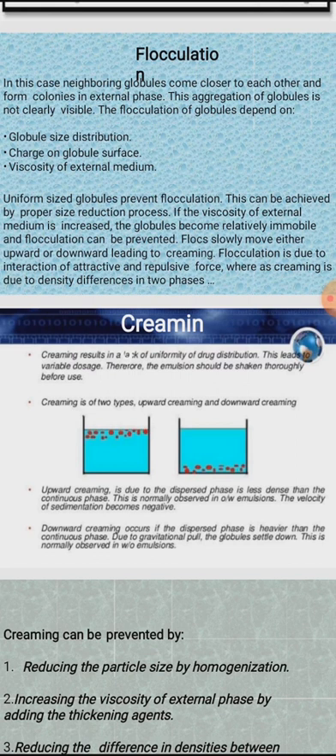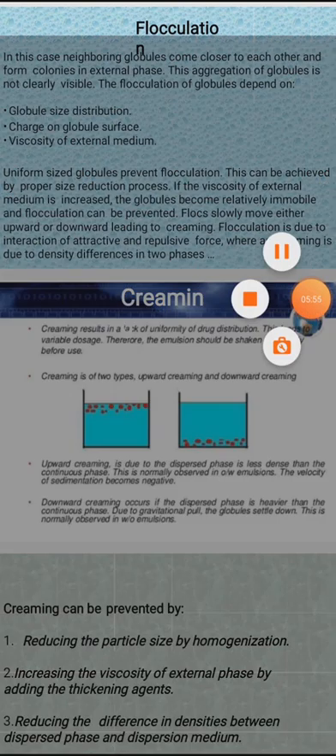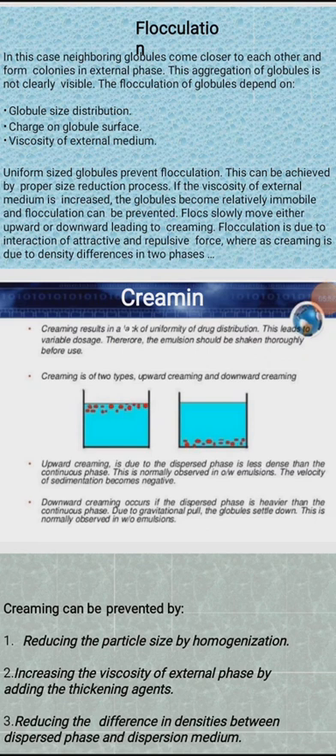Now, how to increase the viscosity of the external medium? By using some thickening agent, for example hydrocolloid and wax. If we add hydrocolloid or any wax to the external phase, then the viscosity of the external phase will increase. The flocks slowly move either upward or downward, which leads to creaming. That is the second instability marker of an emulsion.